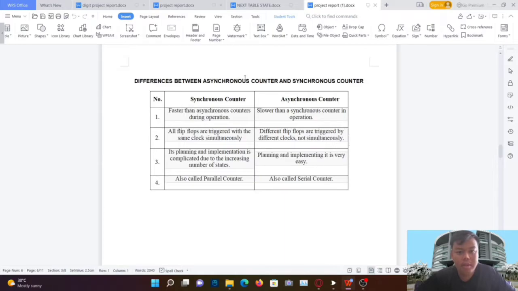Next is the difference between an asynchronous counter and a synchronous counter. The synchronous counter is faster than an asynchronous counter during operation. The asynchronous counter is slower than the synchronous counter in operation. In synchronous counters, all flip-flops are triggered with the same clock simultaneously. For asynchronous counters, different flip-flops are triggered by different clocks, not simultaneously. For the synchronous counter, planning and implementation is complicated due to the increasing number of states. For the asynchronous counter, planning and implementing is very easy. The synchronous counter is also called a parallel counter, and the asynchronous counter is also called a serial counter.